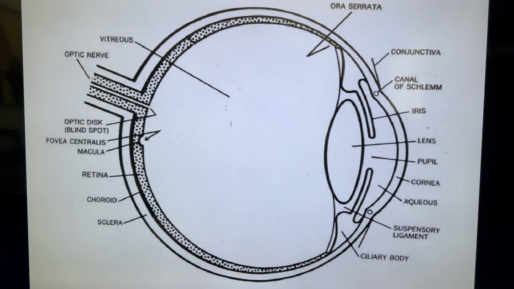But it is between the retina and the sclera. It is composed primarily of blood vessels that nourish the retina.